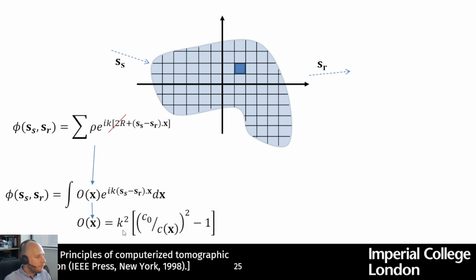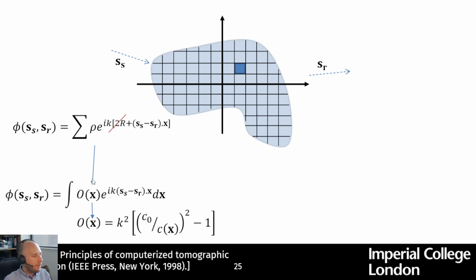The object function is given by this expression here. Essentially, if you've got a large velocity contrast, then the object function becomes larger, and if the velocity contrast drops to 0, so c will be equal to c0, this will go to 1 squared minus 1, which gives you 0, so the object function will go to 0. So in the background region where you have no velocity variation, this object function will disappear to 0.